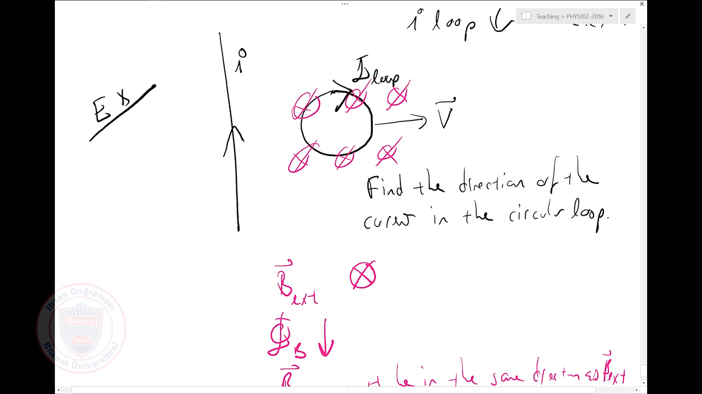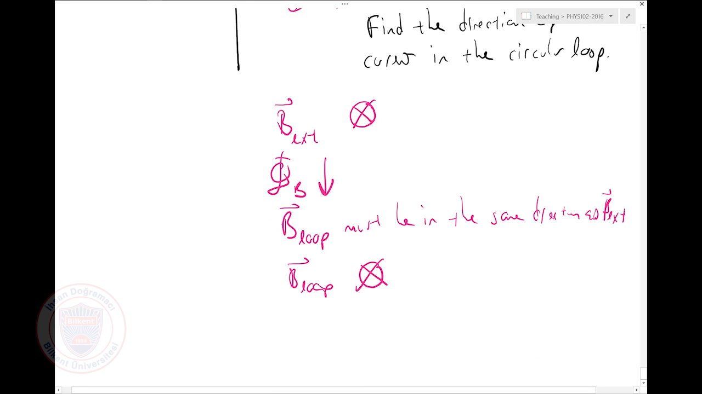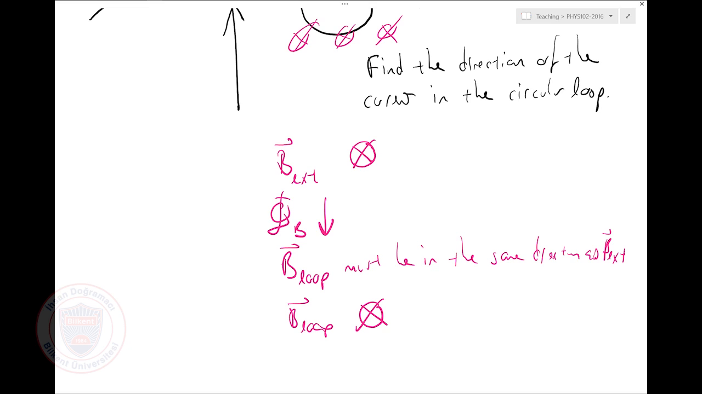Let's go through the logic again. That's good. It's not easy to understand. Now, there is a magnetic field going into this loop, right? But is the flux through the loop increasing or decreasing? Flux is decreasing. So the loop should create a magnetic field which is in the same direction as the external magnetic field. Okay? It doesn't want it to decrease. It wants to stop that decrease. Right? That's what Lenz said.